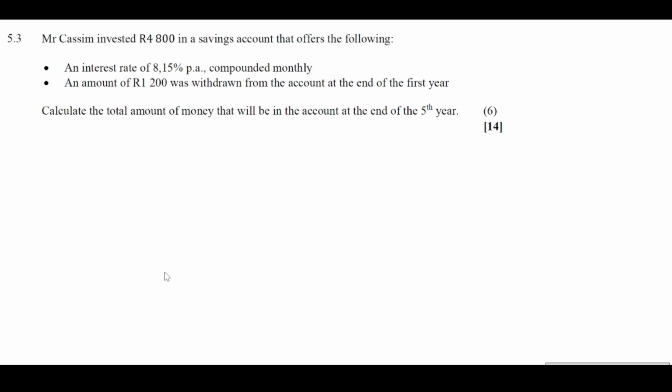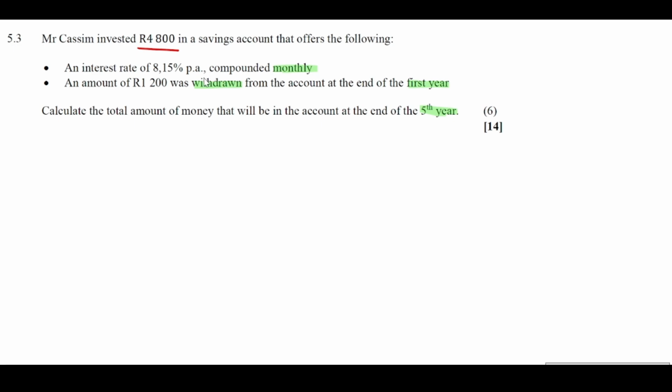Okay. Let's look at 5.3. They say that Mr. Kasim invested 4,800 rand in a savings account that offers an interest rate of 8.15% per annum compounded monthly. An amount of 1,200 rand was withdrawn from the account at the end of the first year. Calculate the total amount of money that will be in the account after 5 years.